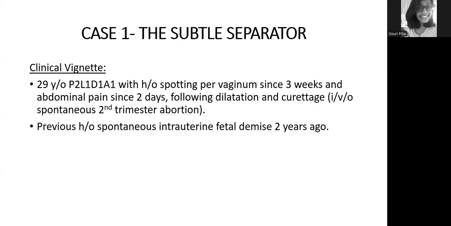Coming to our first case, the subtle separator. Our first case is that of a 29-year-old P2L1D1A1, with 2 previous pregnancies, 1 live birth, 1 demise, and 1 abortion. She presented with spotting and abdominal pain following a DNC for a second trimester spontaneous abortion.